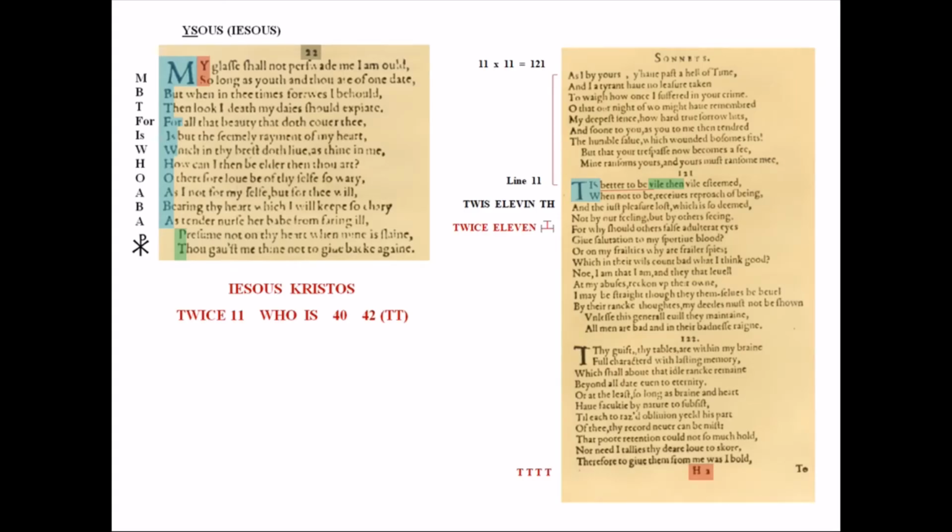Interestingly, both Sonnets 22 and 121 have references to twice 11, and in Sonnet 22 there's a good example of how M is used for the number 40. I think these are in video 23 and the addendum for video 21 if anyone wants to see the details.